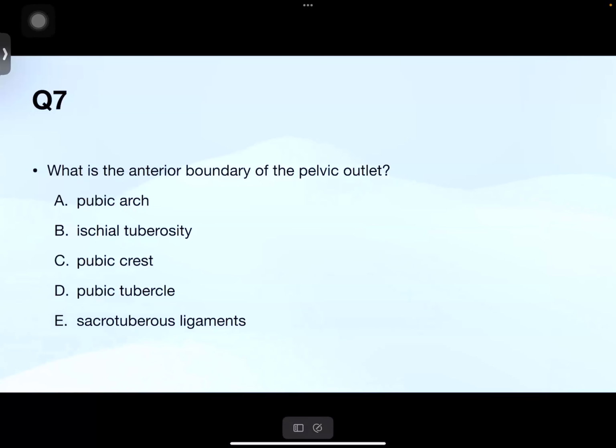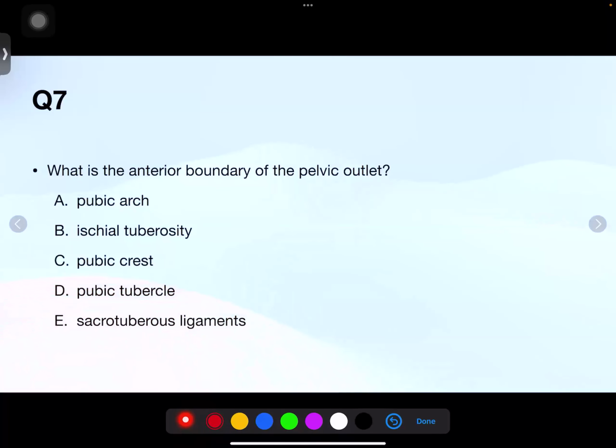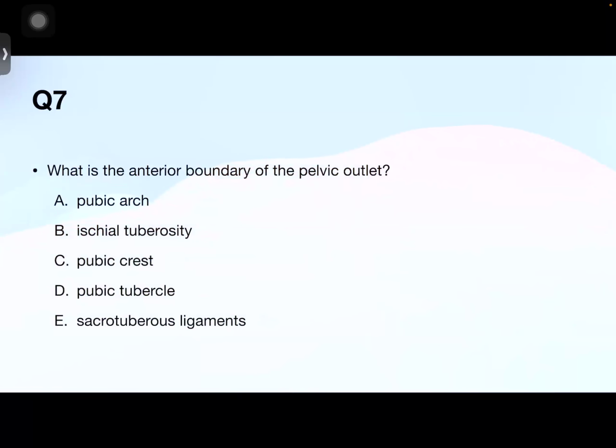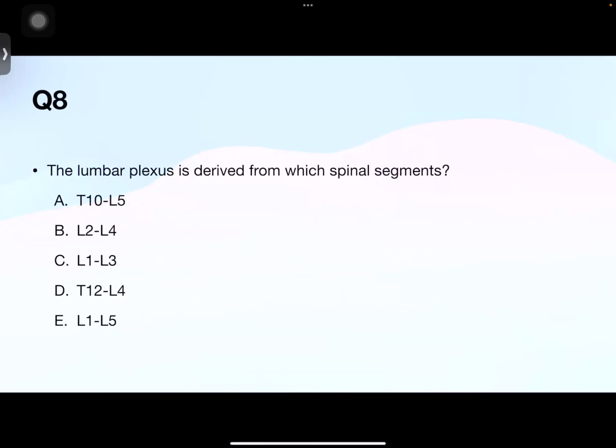Now, what is forming the anterior boundary of the pelvic outlet? Now, the outlet boundary, anterior boundary, okay? So pubic arch, ischial tuberosity, pubic crest, tubercle, sacrotuberous ligaments. So they are asking only which structure is forming the anterior boundary of the pelvic outlet. Okay, so anteriorly would be the pubic arch.